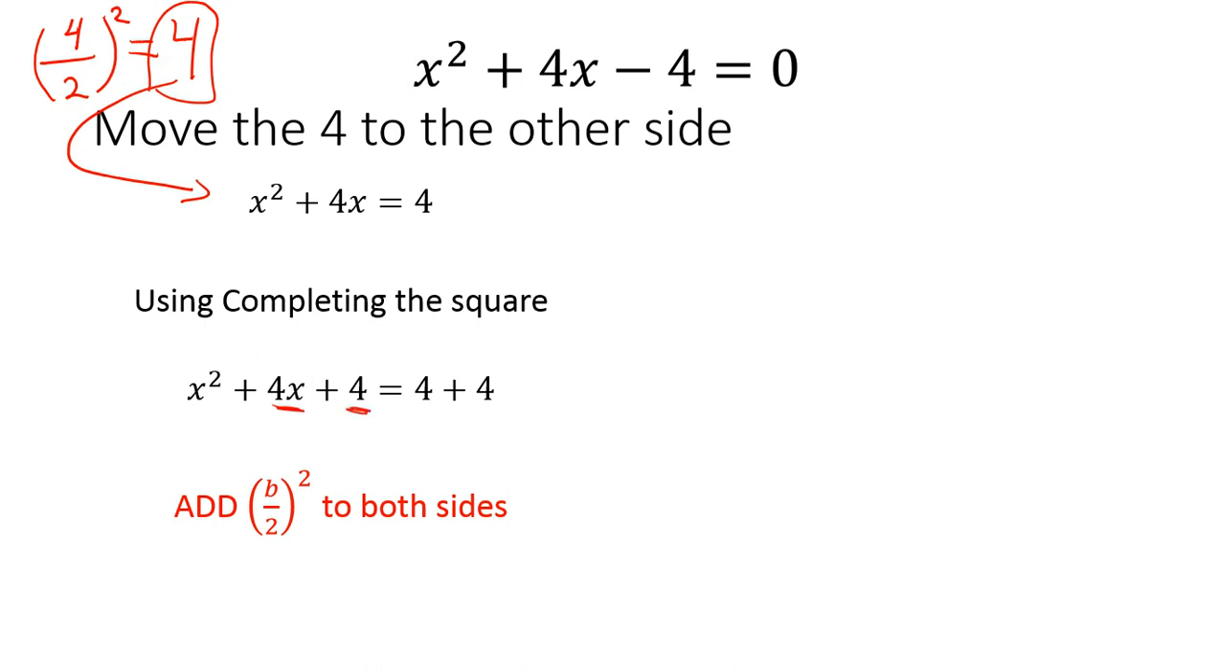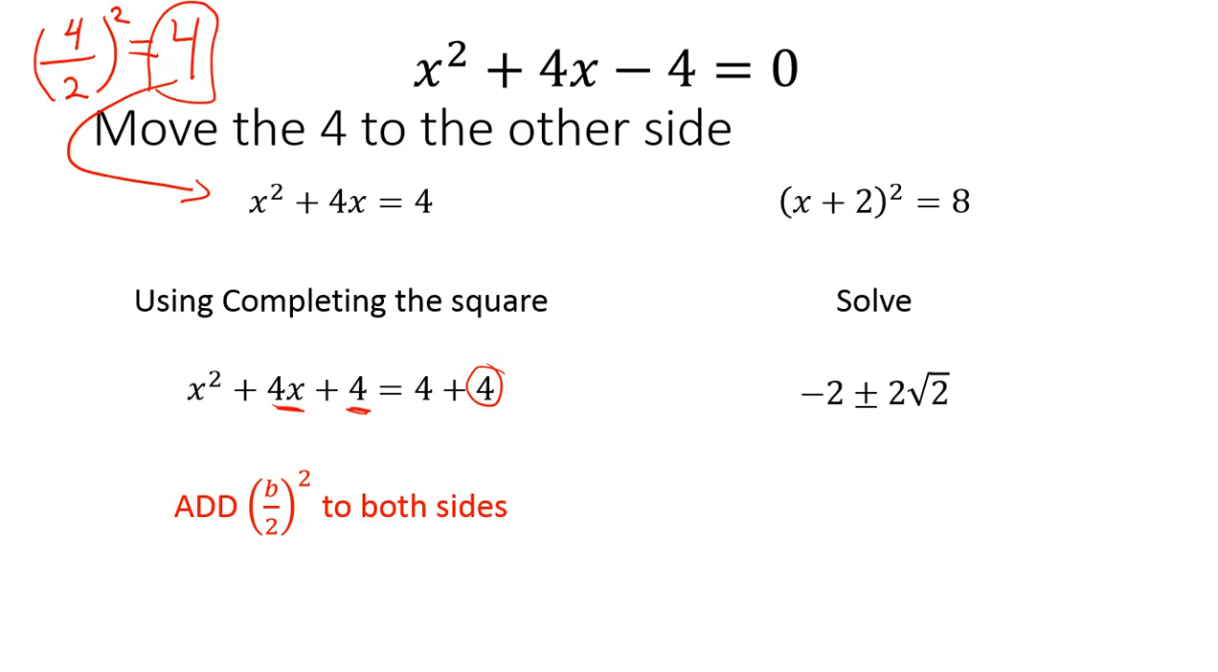So you see down here it says add b over 2 squared to both sides, which is the 4 that we've added to both. So now I've used my completing the square. I've turned it into a square, which is x plus 2, that whole thing squared, is equal to 8, because 4 plus 4 is 8. And now I go through and I solve it like what I've done previously. Take the square root of both sides and get my number.